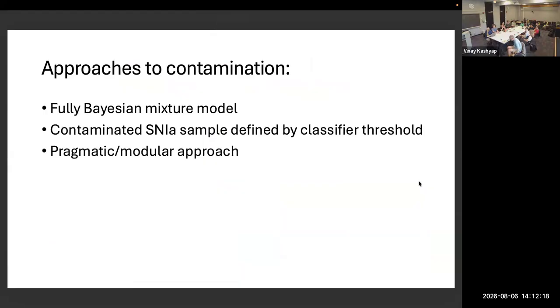So what do people do right now and what can be done? From first principles, one could fit a fully Bayesian mixture model. That is, from the light curve data, one could go all the way through, have a 1A and non-1A model, and do everything fully Bayesian. The second thing people do is fit a classifier, take the type 1A probabilities or scores, and given some thresholds, define the sample as 1As or contaminants, and then just fit the 1A model. And the third is the pragmatic modular or cut approach that we are introducing now.